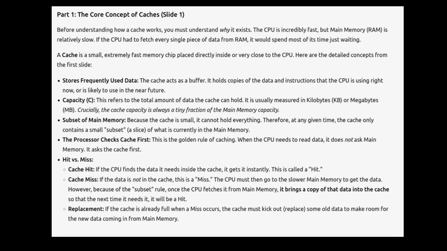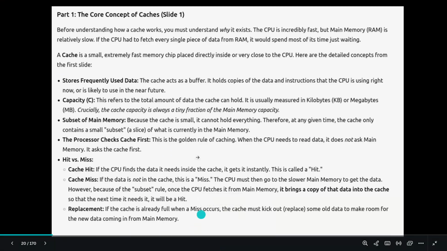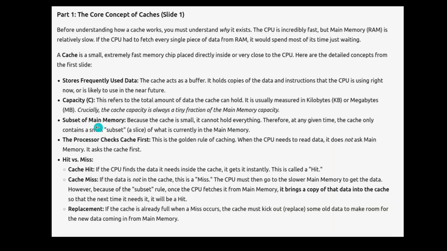Now, the subset of the main memory. The next thing we have is that the cache is a subset of the main memory. Because the cache is very small, it cannot hold everything. Therefore, at any given time, the cache only contains a small subset or slice of what is currently in the main memory. That is what you have to understand.